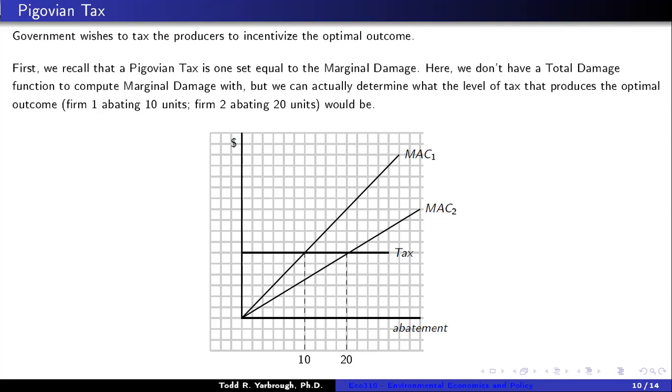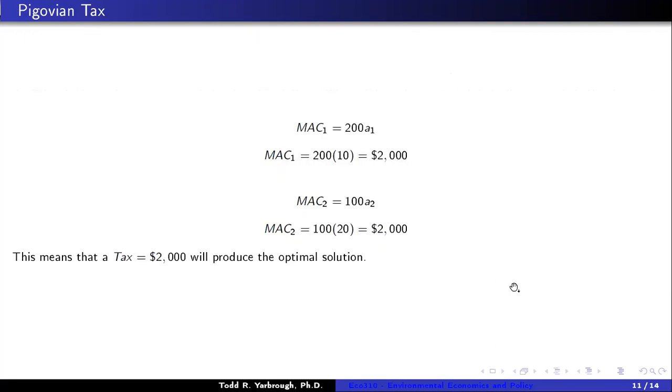So again, the way that the Pigovian tax works is it causes the firms to internalize the negative externality. And even if we don't know what marginal damage is, if we know what the optimal level of abatement is for the two firms, we can back out what the appropriate Pigovian tax would be. And here, the appropriate Pigovian tax is the one that equalizes the marginal abatement costs across the two firms at their optimal levels. And again, we see that that's $2,000.